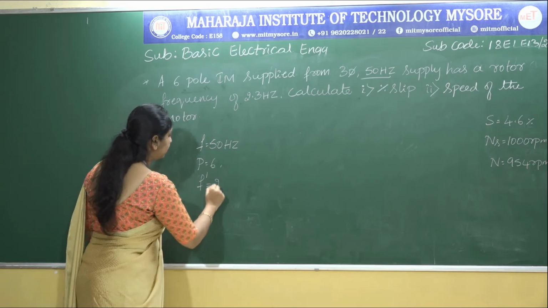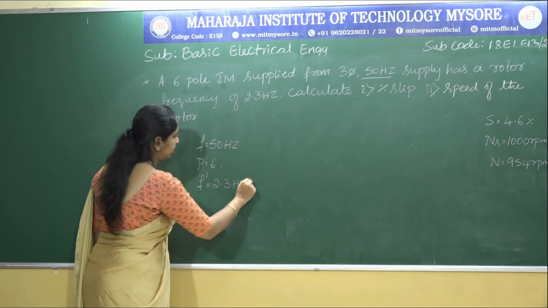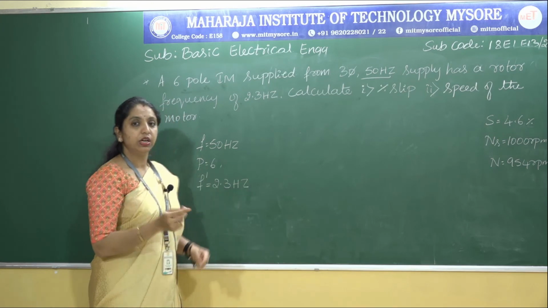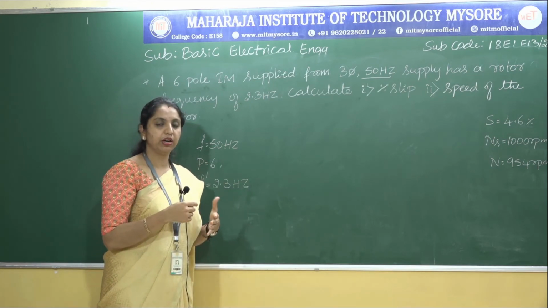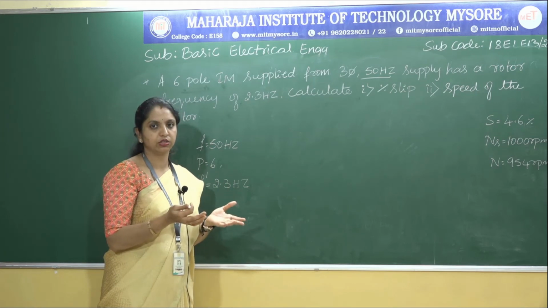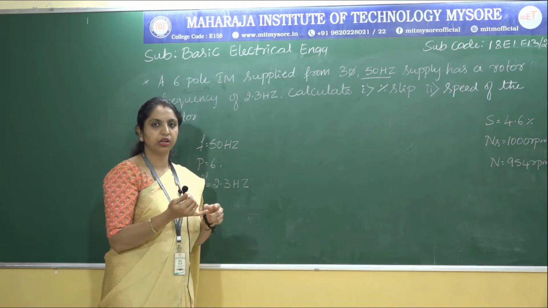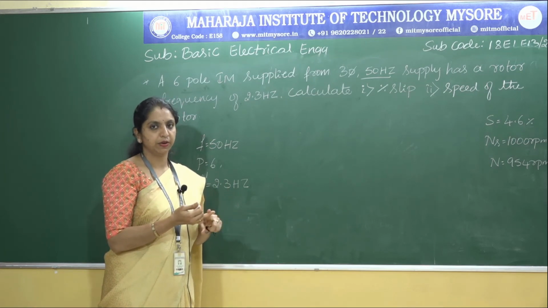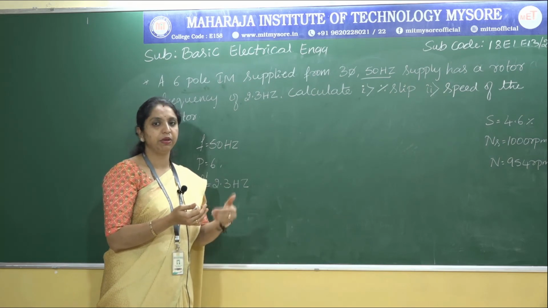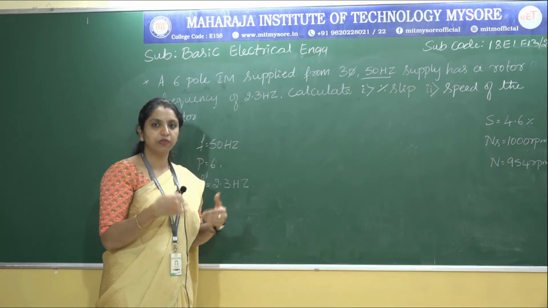So what is f dash? Which is 2.3 hertz. Right. In the previous problem, they had provided alternator values, one as P and another one as N. By using N and P values, we could calculate the value of frequency.